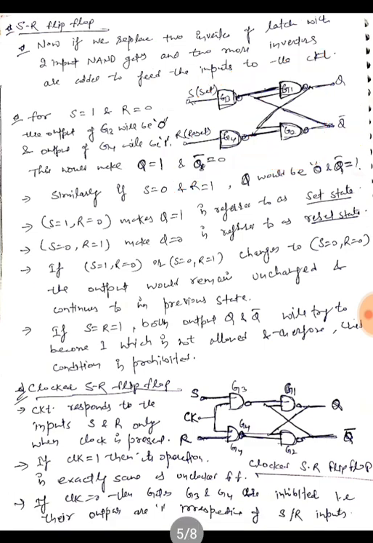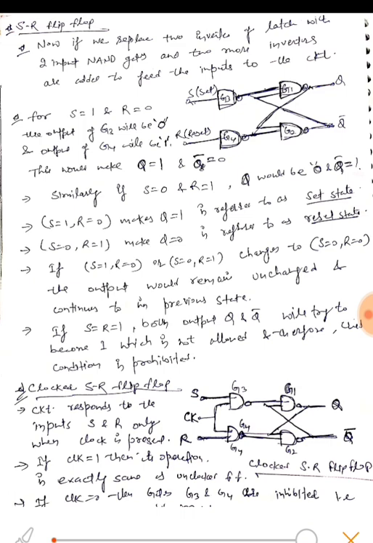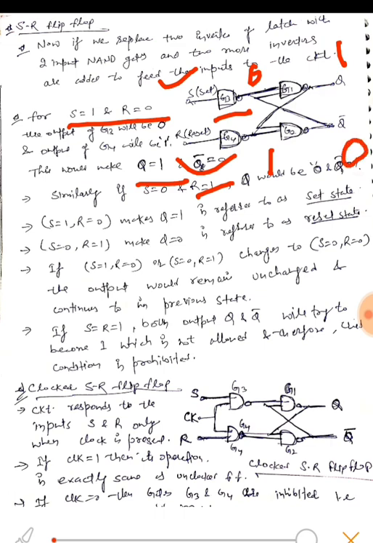If we provide inputs S is equal to 1 and R is equal to 0, the output of the G3 inverter would be 0. If S is equal to 1, this would be 0. If R is equal to 0, this would be 1. So this would make Q is equal to 1 and Q bar is equal to 0.